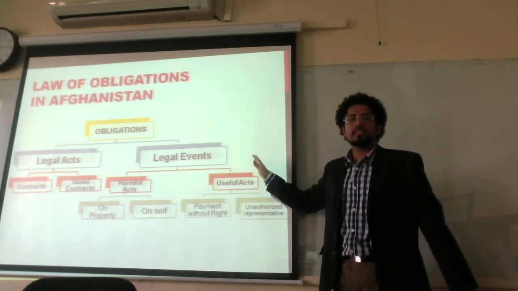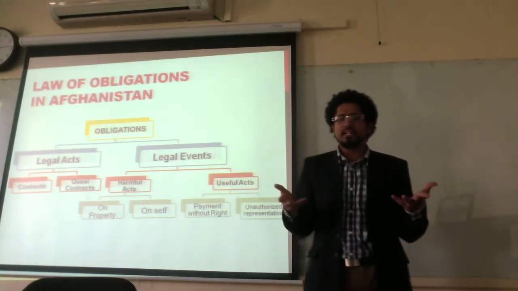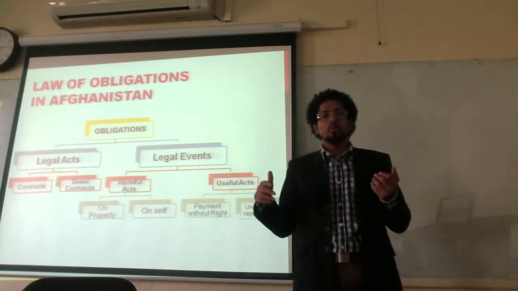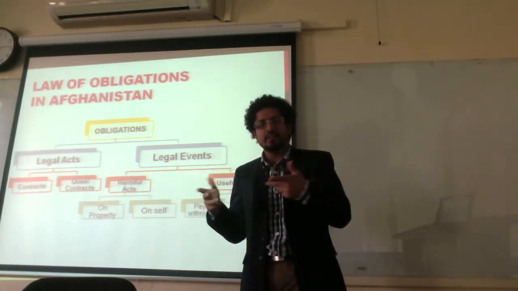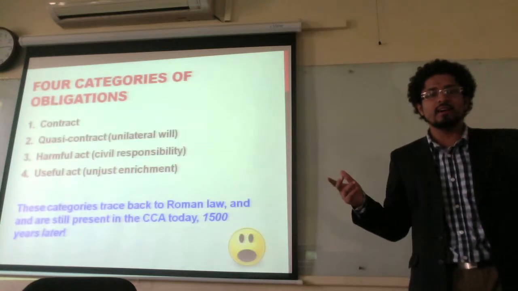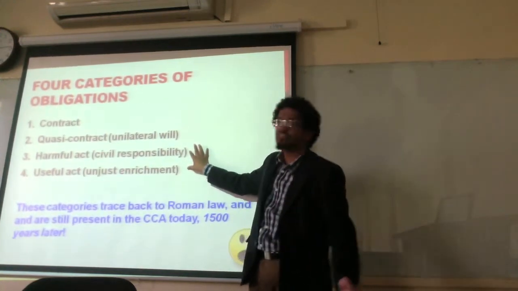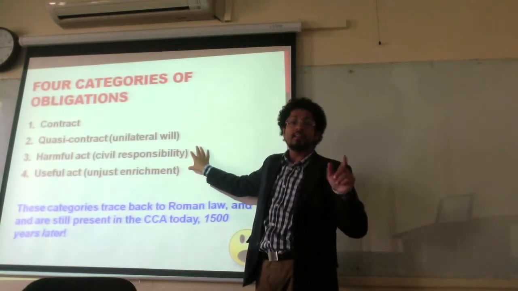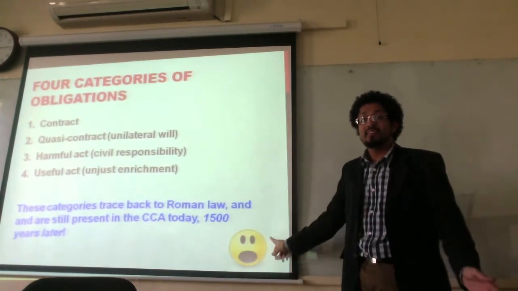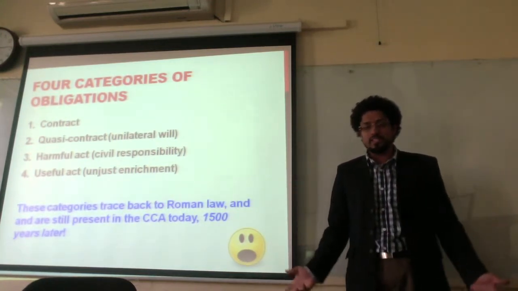Well, you all remember this slide. Legal events are situations where an event occurred in society and legal consequences flow from it, such as a person being hit by a car mistakenly or a child being born. And a legal act is where the party commissions or has an intention that ends up creating the legal relation, like a contract. And that's what we went into last class, and how there are contracts and quasi-contracts, which are legal acts, and then there are harmful acts and useful acts, which are legal events. And these categories trace back all the way to Roman times, which is very interesting. I mean, inshallah, it's very interesting to see how Roman law has an impact even in the operation of our law today here in Afghanistan.